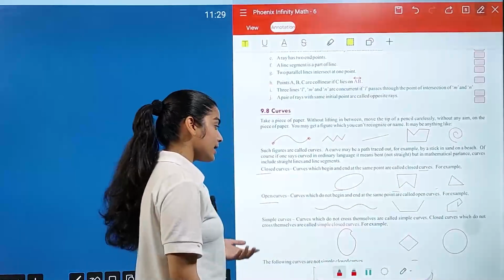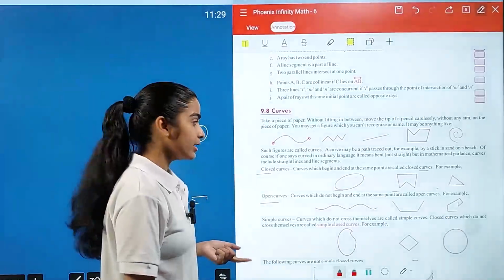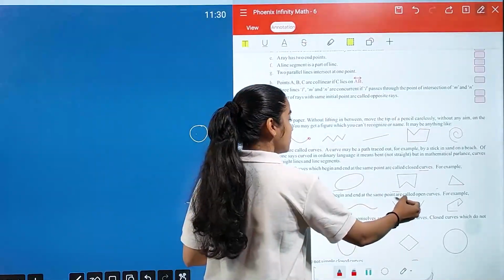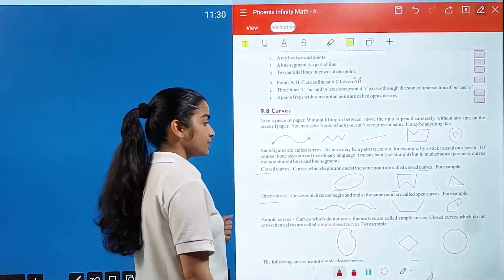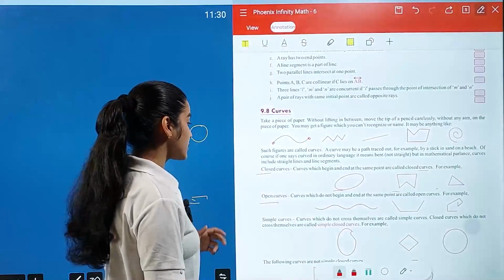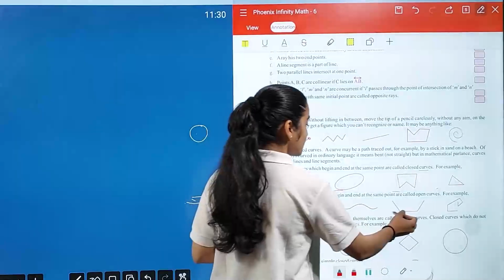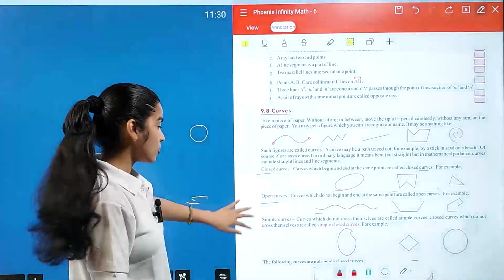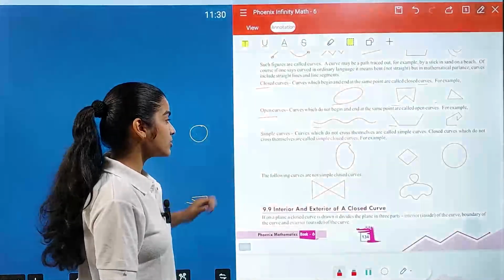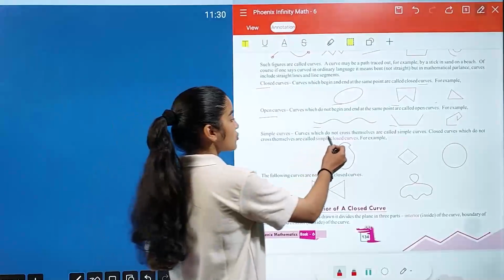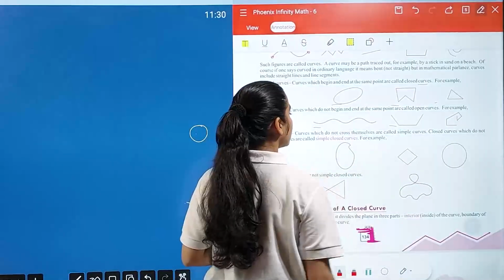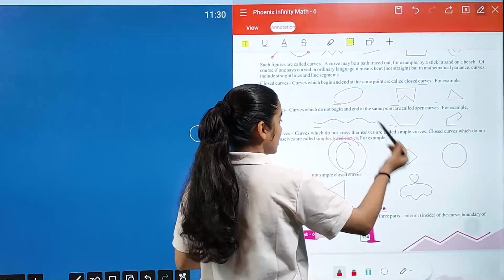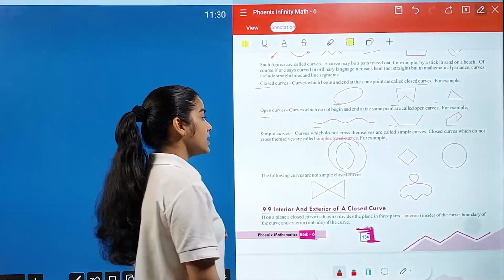Open figures, again we have a starting point and an ending point too. So curves which do not begin and end at the same point are called open curves. For example, these are the examples of open curves. So you can easily classify between closed figures and open curves. After this you have simple curves. Curves which do not cross themselves are called simple curves. So in these curves what you notice is that they do not cross themselves, so these are called your simple curves.